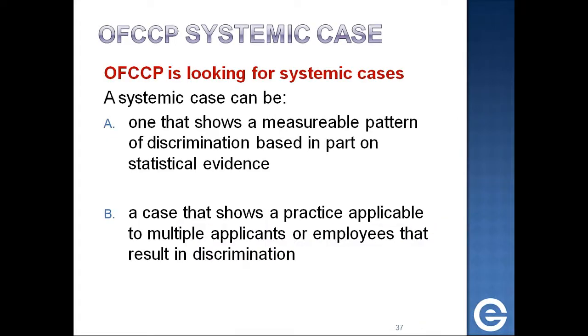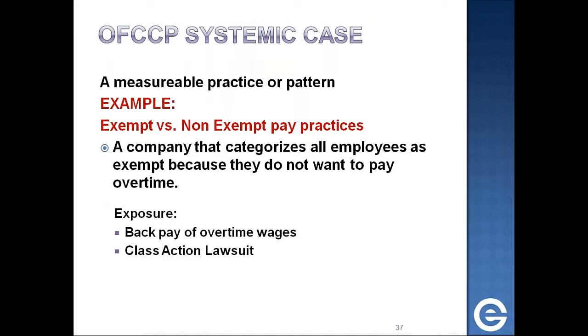These are systemic cases, examples of an OFCCP audit. A, one that shows a measurable pattern of discrimination based in part on statistical evidence. B, a case that shows a practice applicable to multiple applicants or employees that results in discrimination.